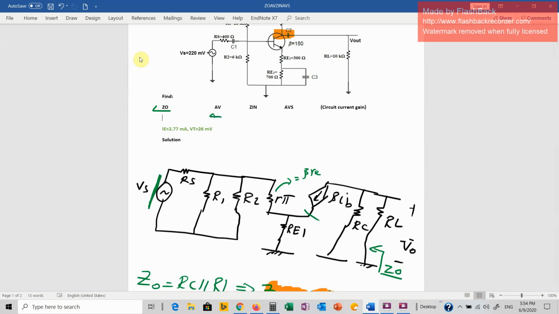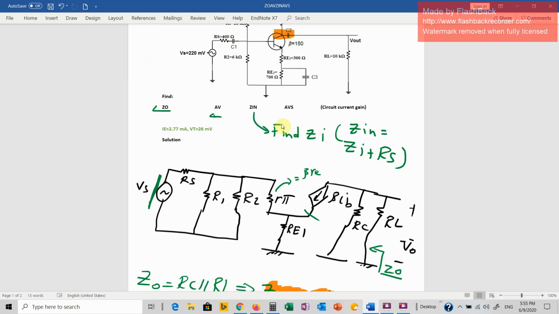So now we need the input impedance, Zin. First of all, to find Zin, find Zi, because once Zi is ready, Zin is easy. Zin is equal to Zi plus Rs. So finding Zi, what is Zi?